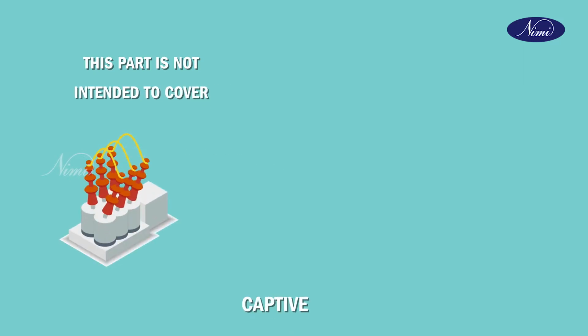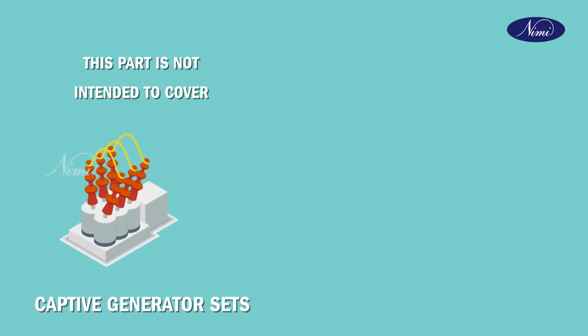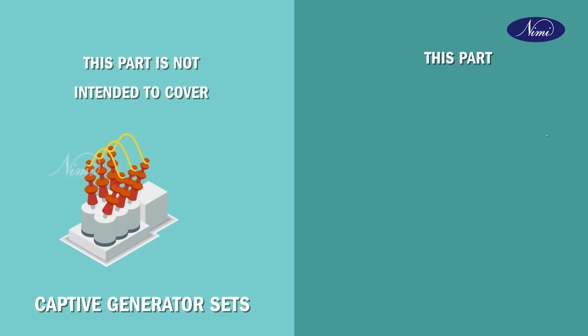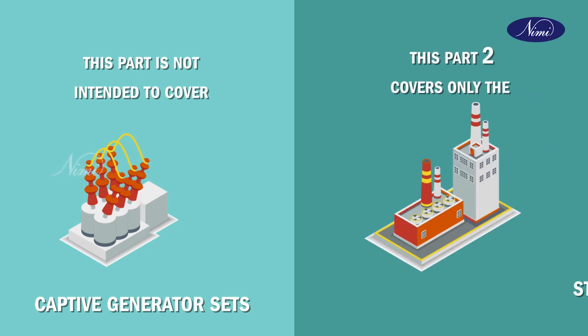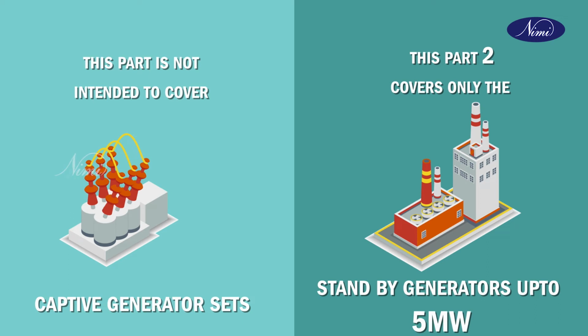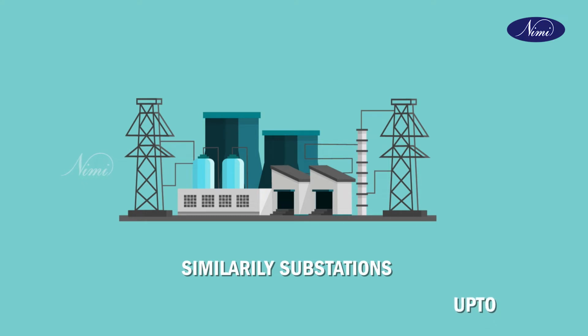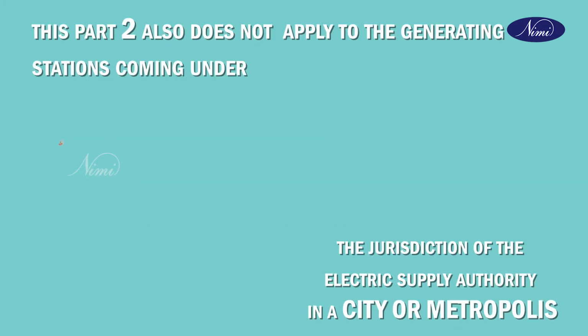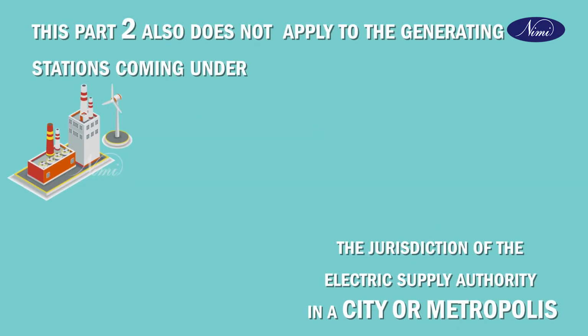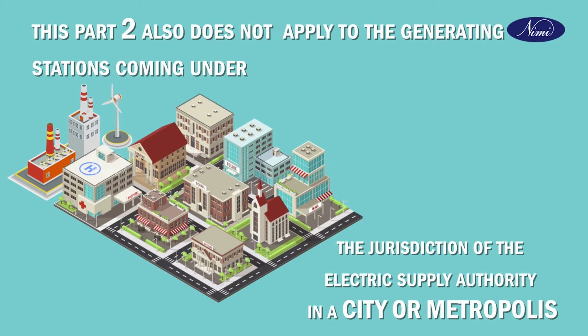This part is not intended to cover captive generator sets of very large capacities. This Part 2 covers only the standby generating sets up to the capacity of 5 megawatts. Similarly, the substations up to the capacities of 10 megawatts and 33 kilovolts are covered. This Part 2 also does not apply to the generating stations coming under the jurisdiction of the electric supply authority in a city or metropolis.